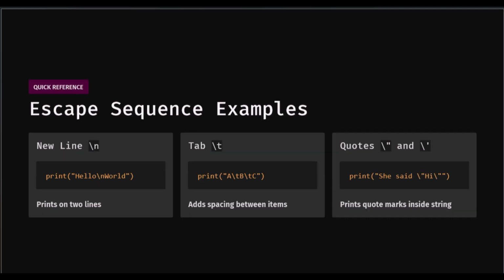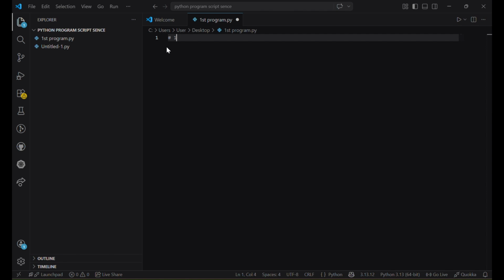To wrap things up, here is a quick reference of the examples we just covered. Remember, \n breaks your text into two lines, \t adds consistent spacing or tabs between your items, and a backslash with quotes allows you to print quote marks directly inside your string. Alright, let's head over to the screen and see how these escape sequences actually work.